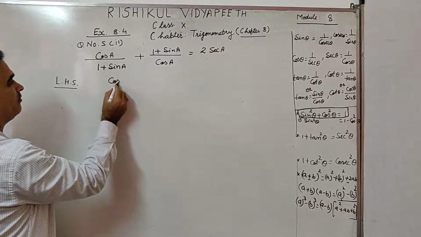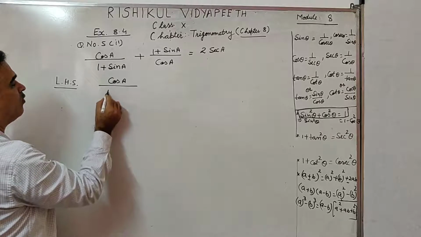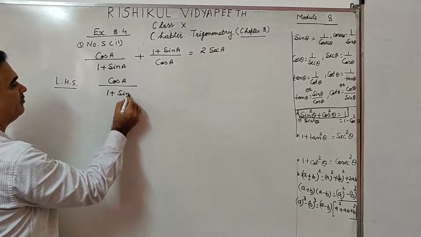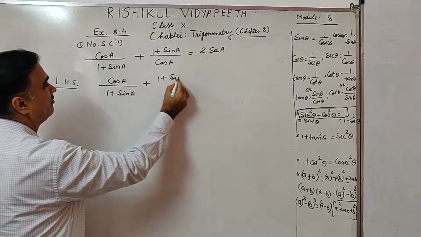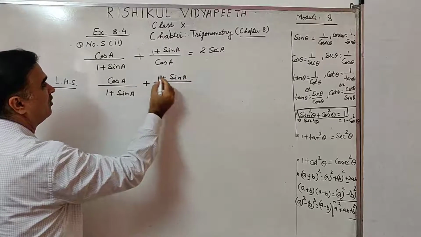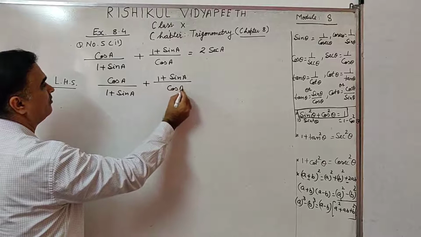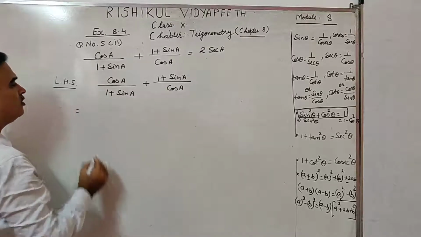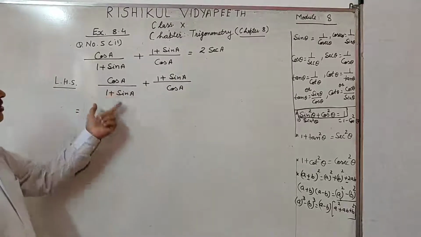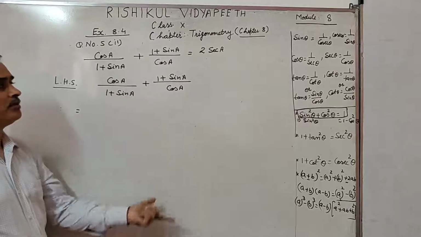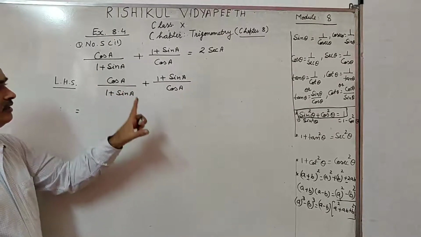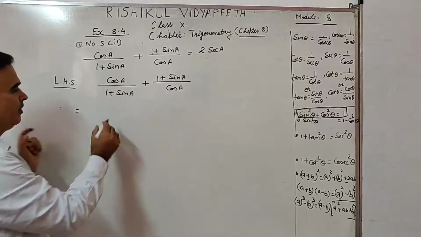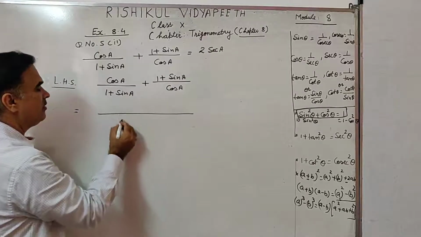Cos A upon 1 plus sin A plus 1 plus sin A upon cos A. What will you do, my child? Again, this is the simplest form. Sin, cos are very simple. This is the simplest form of T ratios. You are not to do anything. You just take LCM. What is this LCM?